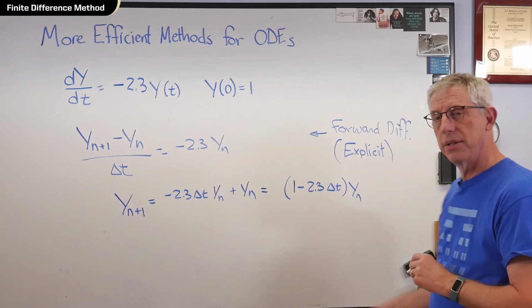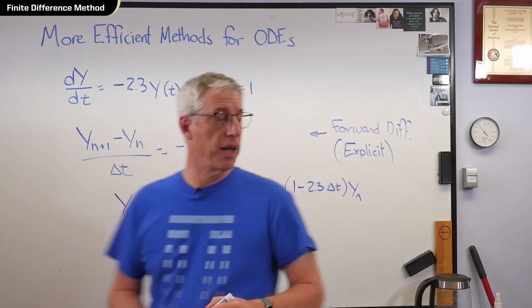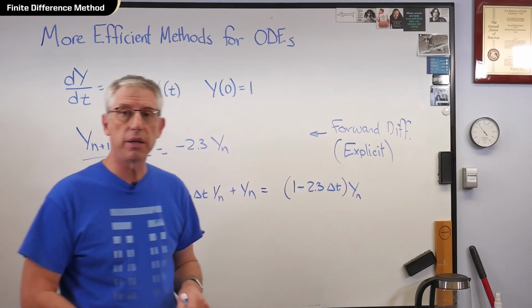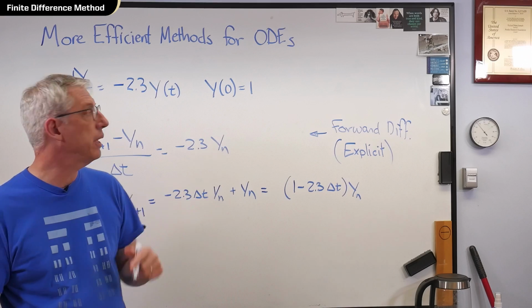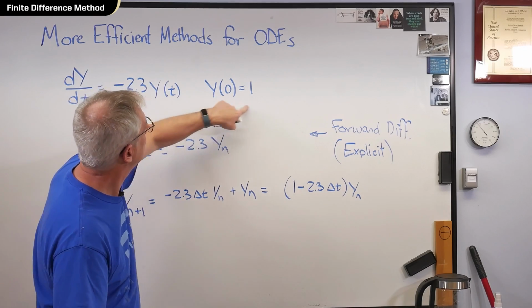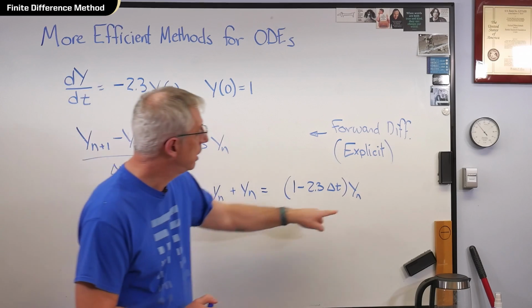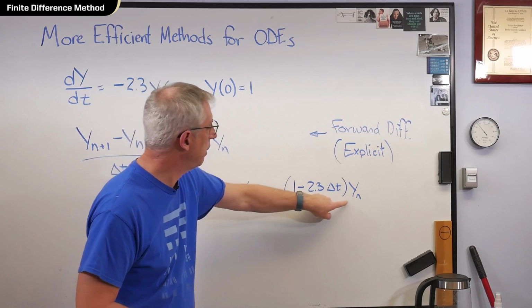All right, that's so simple a professor can do it. So you know what that's got to be like. If I know what one point is, I can calculate the next one. Well, I do. I've got this initial condition here. So if I say n equals 0, well, y of 0 equals 1. All right, there you go.